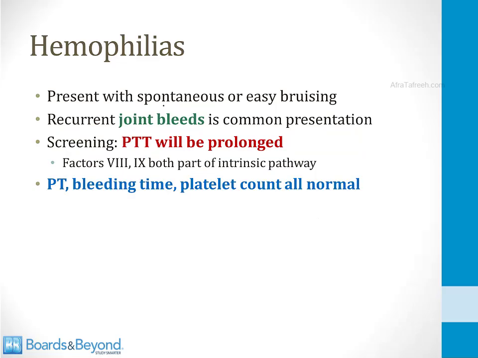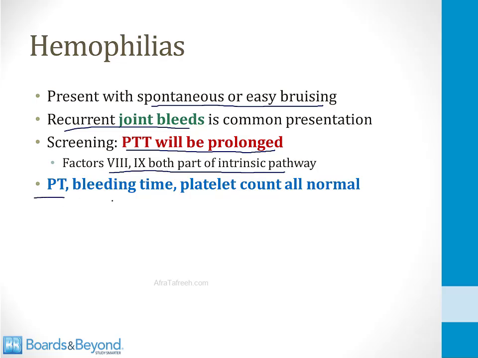Patients with hemophilias present with spontaneous or easy bruising. They also commonly present with recurrent joint bleeds, much like Alexei Nikolaevich had. The screening test for hemophilias is the PTT or prothrombin time. It will be prolonged. And that's because factors 8 and factor 9 are both part of the intrinsic pathway. We'll talk more about that in the next slide. Importantly, the other coagulation and blood clotting tests will all be normal. So the PT will be normal, the bleeding time will be normal, and the platelet count is normal.